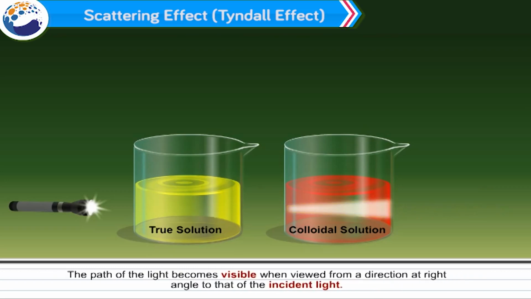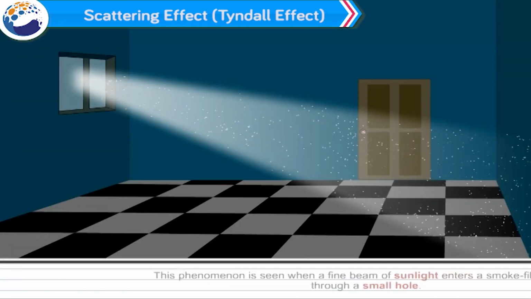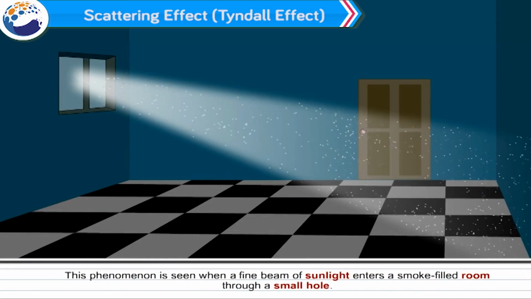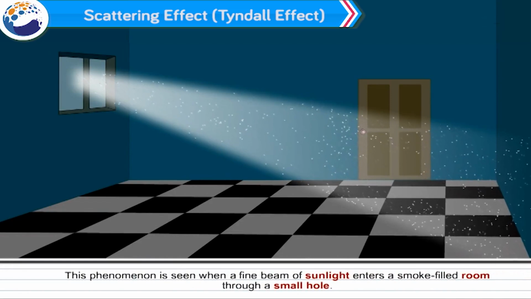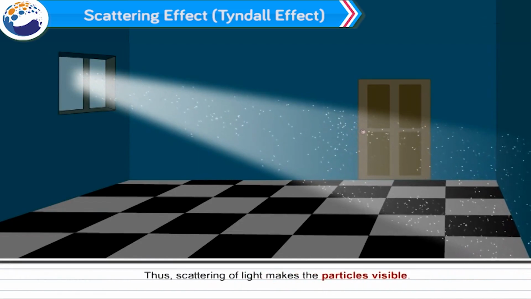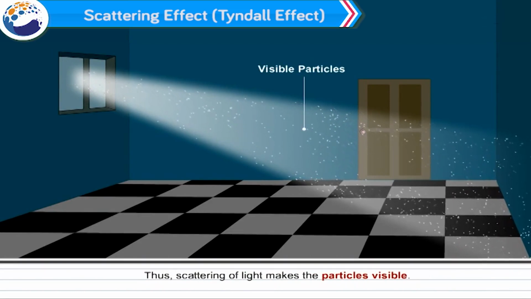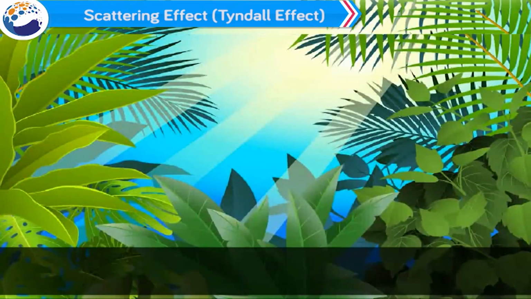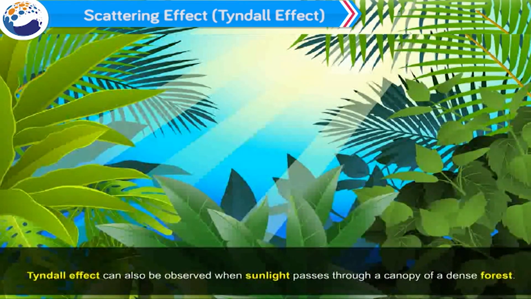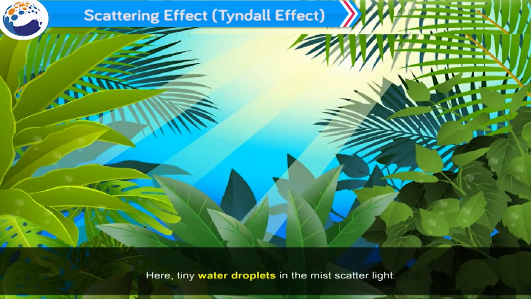The path of the light becomes visible when viewed from a direction at right angle to that of the incident light. This phenomenon is seen when a fine beam of sunlight enters a smoke-filled room through a small hole. Thus, scattering of light makes the particles visible. Tyndall effect can also be observed when sunlight passes through a canopy of a dense forest. Here, tiny water droplets in the mist scatter light.